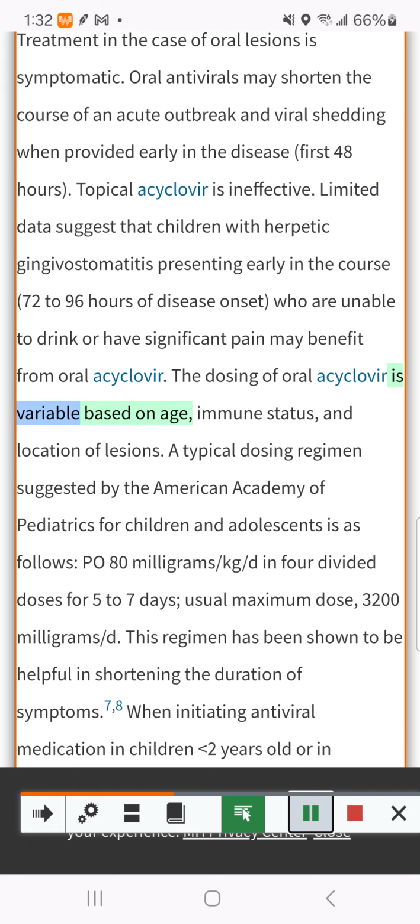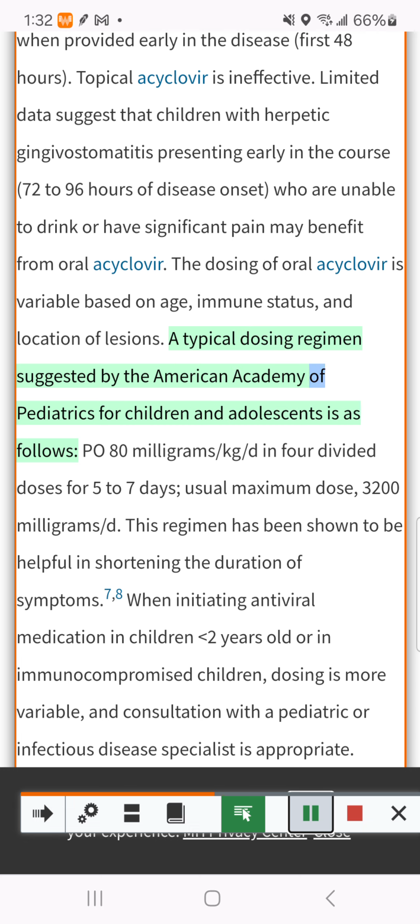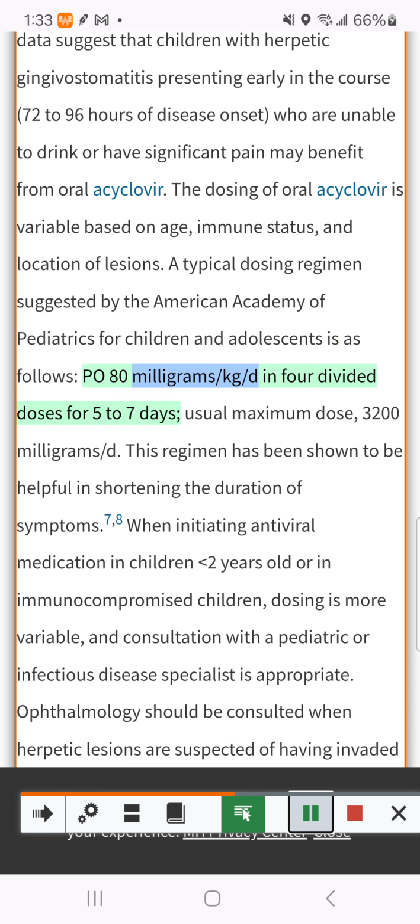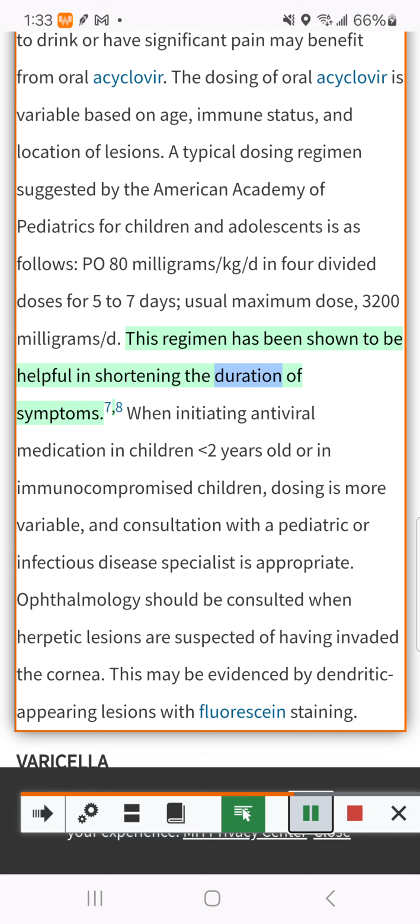The dosing of oral acyclovir is variable based on age, immune status, and location of lesions. A typical dosing regimen suggested by the American Academy of Pediatrics for children and adolescents is as follows: PO 80 mg per kilogram per day in 4 divided doses for 5 to 7 days. Usual maximum dose, 3200 mg per day. This regimen has been shown to be helpful in shortening the duration of symptoms.